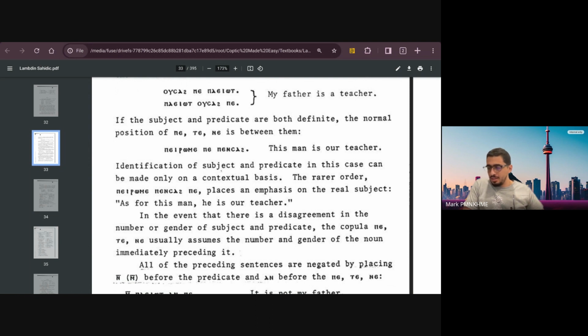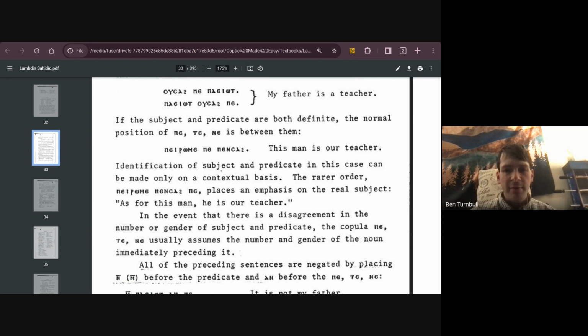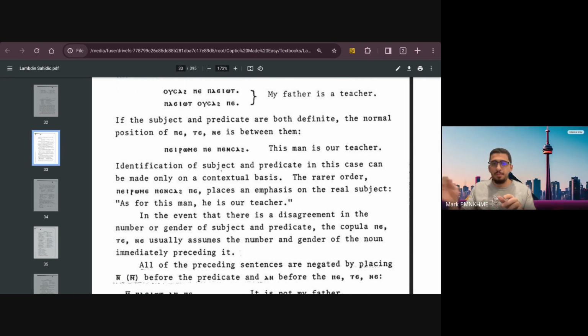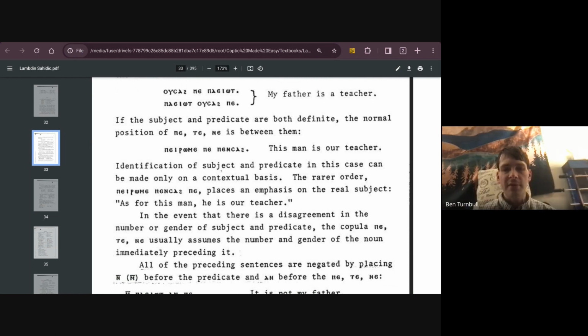You can say it is this man. So if you say Peirome Pepensach, it can be this man is our teacher. And if I'm reading it right, it also can mean it is this man, our teacher. So you took the peiromi pe, and I say pensach. Does that make sense based on what we're reading? Yeah, I think it makes sense. It sounds like one of the orders is more common when both nouns, subject and predicate, are definite. He's saying the rare order is having pe at the end. But if pe is in the middle, it can mean either. Yeah, I agree with that.